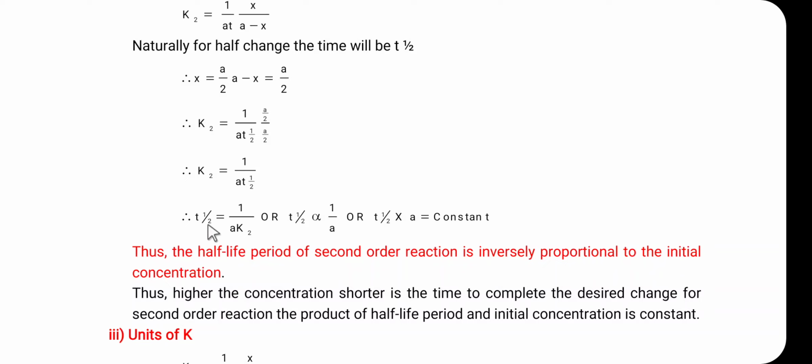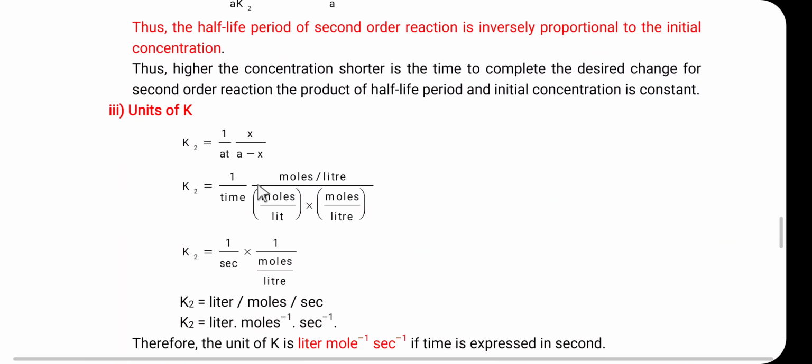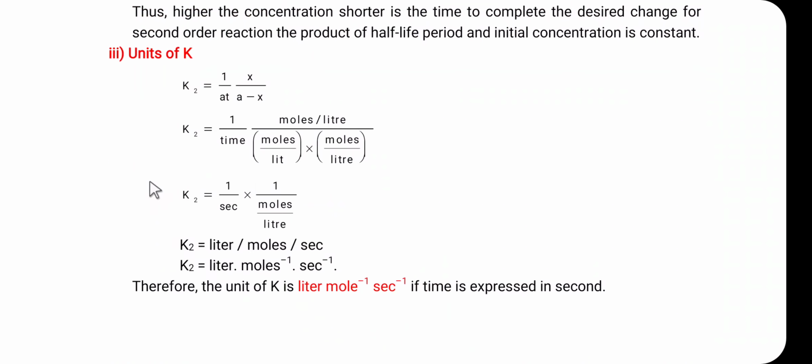finally here half-life period, that is t1/2, is equal to 1 upon a k2. Or here we can say that the half-life period of second order reaction is inversely proportional to the initial concentration of the reactant. So here is the expression for half-life period for the second order reaction. And the last characteristic feature, that is the unit of velocity constant.